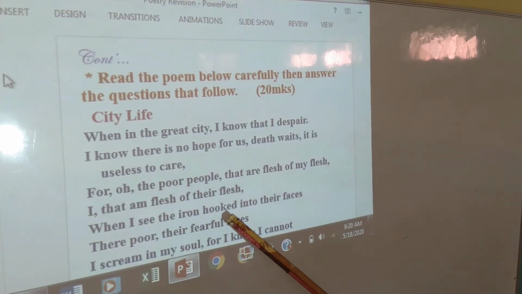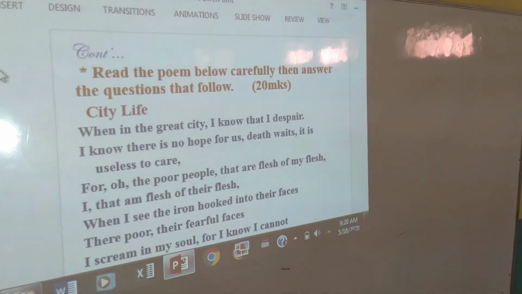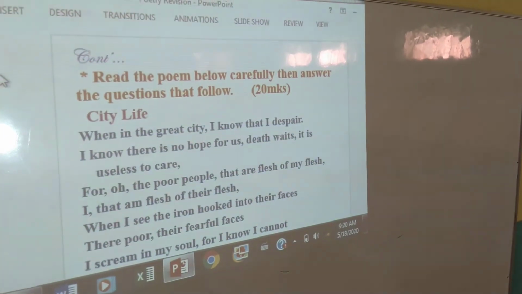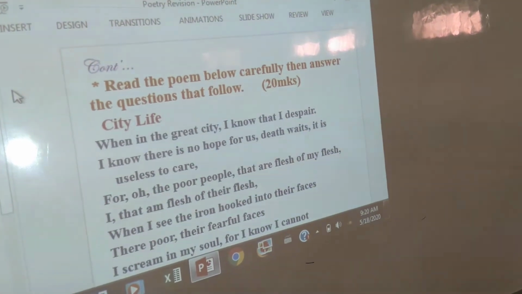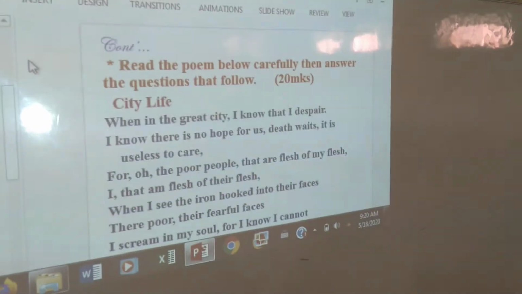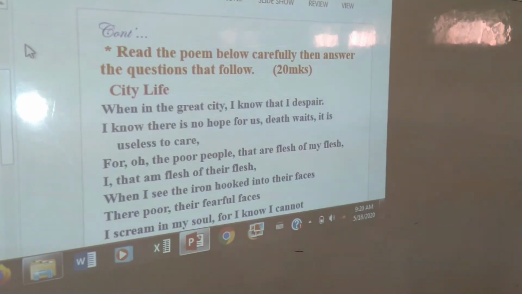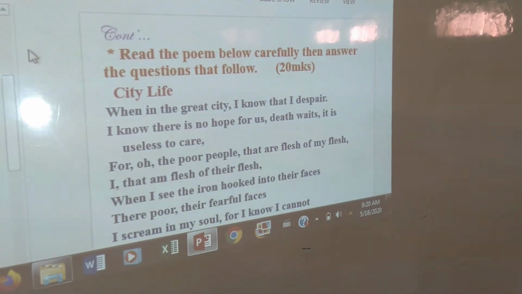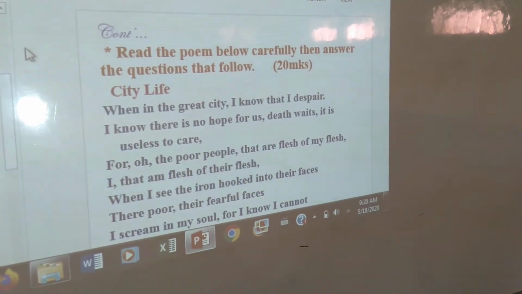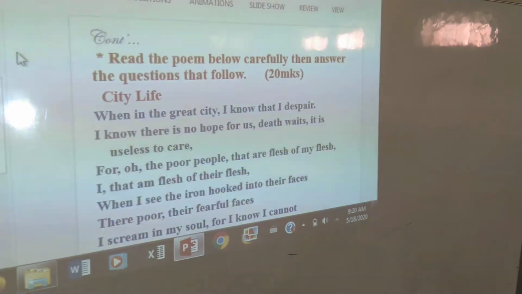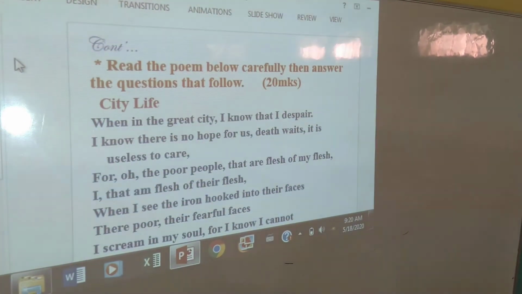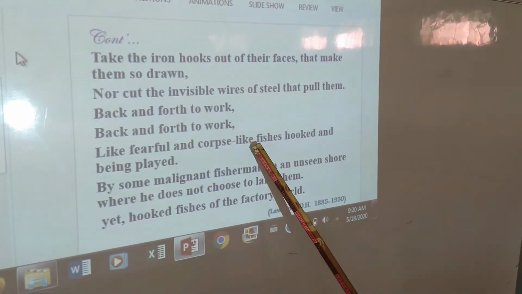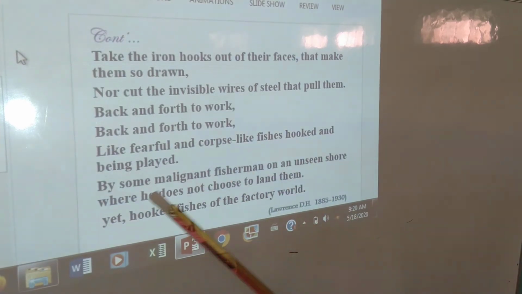And when I see an iron hooked in their faces, what does the poet mean by saying iron hooked in their faces? He looks at their faces and sees a fear, sees a situation whereby people are not able to take themselves out of it because they are confined. They are forced by things that go on in the city that make them have no way to move. Just like he moves on to say that the hook is like that of the corpse, like fishes, the way they are hooked and being played.